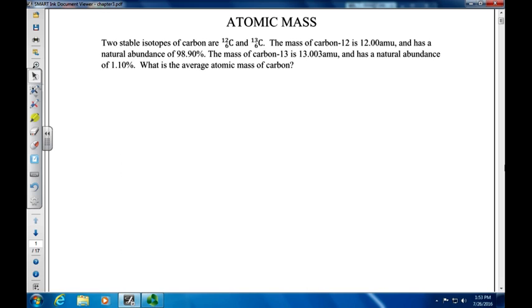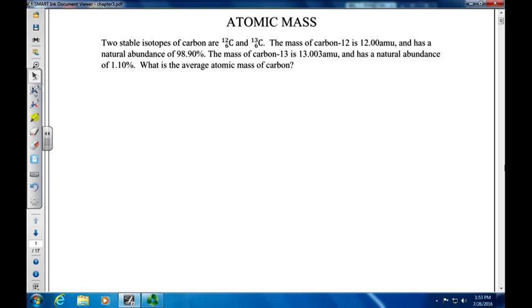Discussing average atomic masses. In the example given, we see that two stable isotopes of carbon are carbon-12 and carbon-13. The notation that you see is the proper notation for an isotope, wherein the total number of nucleons sits over the total number of protons and to the left of the element's symbol.